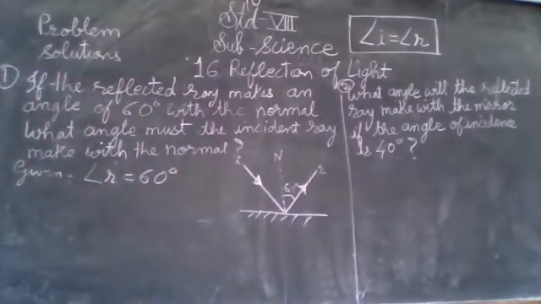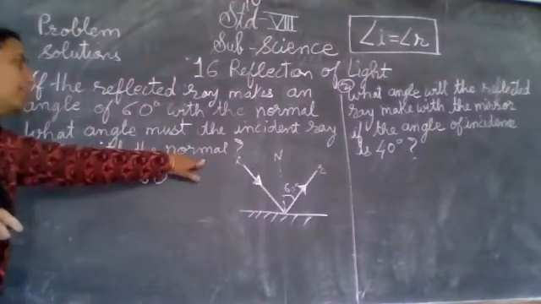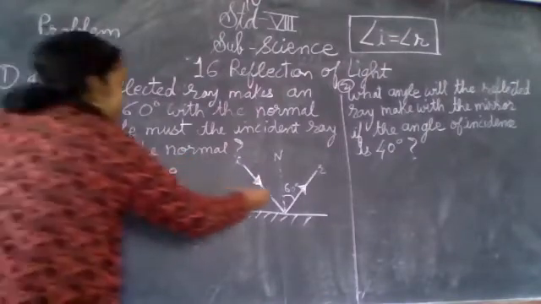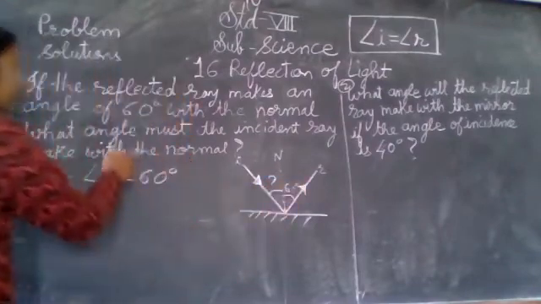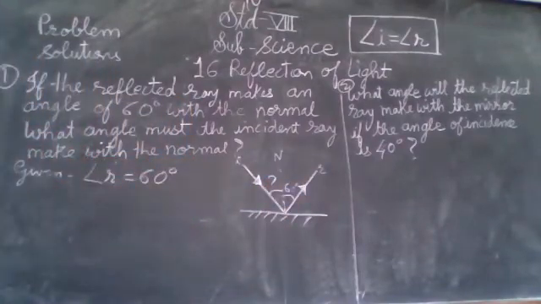Okay? What angle must the incident ray make with the normal? Means this angle you have to find out with the normal it is said. Okay? So read the problem carefully and try to understand that.